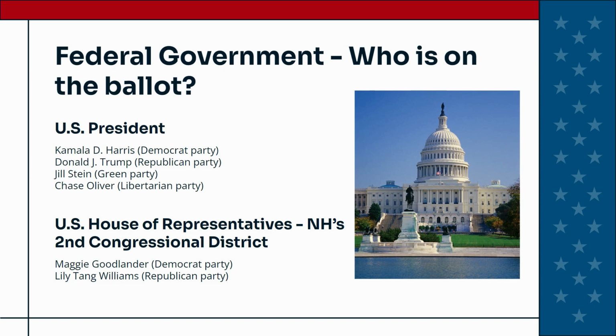The next position is the U.S. House of Representatives. The state of New Hampshire has 2 senators and 2 representatives. Senators serve 6-year terms, and this election cycle, neither Maggie Hassan nor Jeanne Shaheen are up for re-election, and that's why there's no Senate race. However, because those serving in the House of Representatives serve 2-year terms, we must elect our representatives in November for New Hampshire's 2nd Congressional District. The candidates for this position include Maggie Goodlander of the Democrat Party and Lily Tang Williams of the Republican Party.